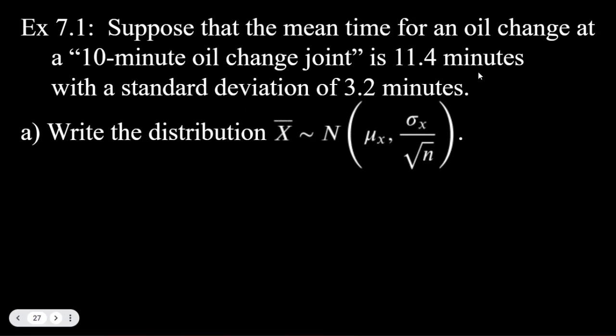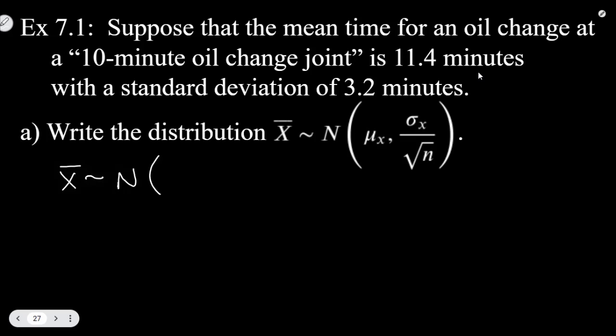Suppose that the mean time for an oil change at a 10-minute oil change joint is 11.4 minutes, with a standard deviation of 3.2 minutes. Write the distribution x bar, part of the normal distribution given there. So we know x bar is part of the normal distribution. We know the mean doesn't change, so our mean is still going to be 11.4, comma, but then to find our new standard deviation, here's how we do it.